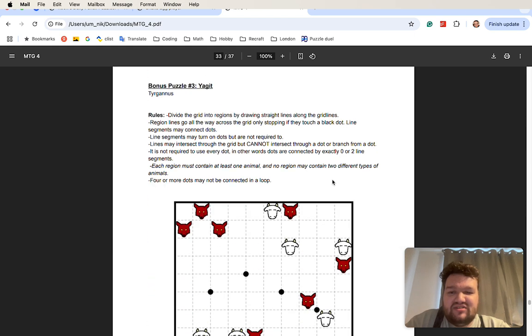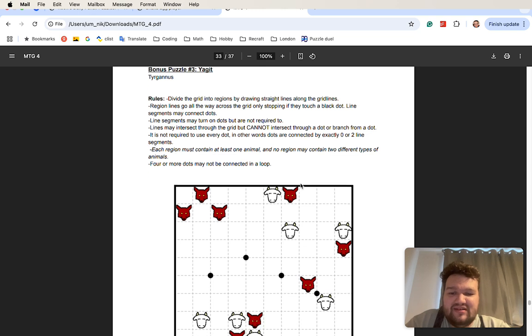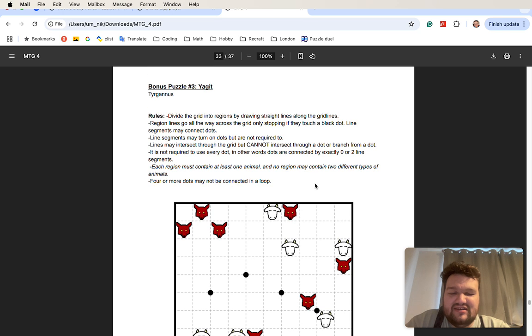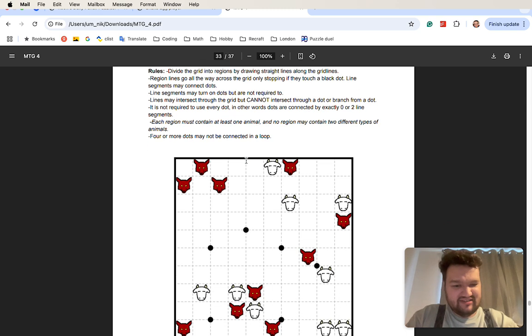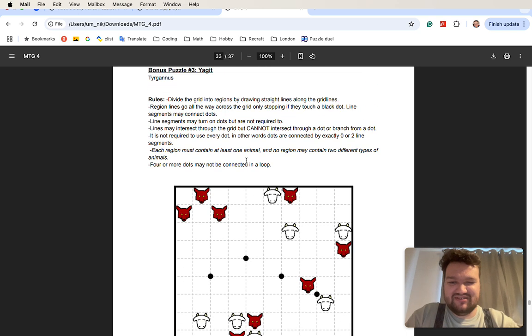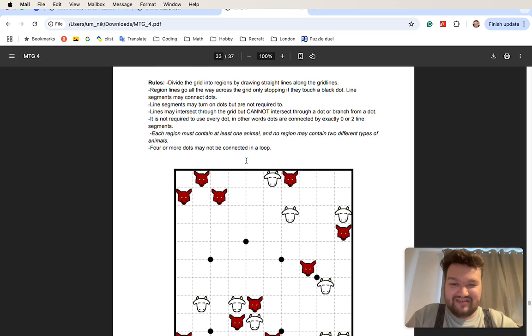Bonus puzzle number 3. Yagit by Tyrgannus. This is a weird one, and I didn't much like the original puzzle that was in one of the previous episodes, because it was kind of just brute forcing and checking that only one of the options works. We'll see if this one is more interesting or harder, I don't know.